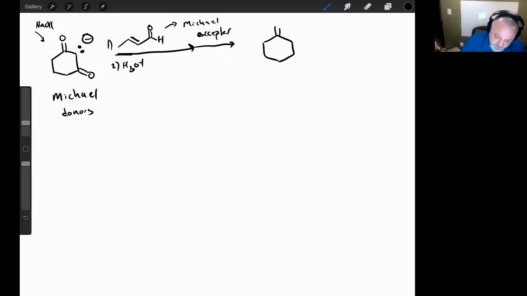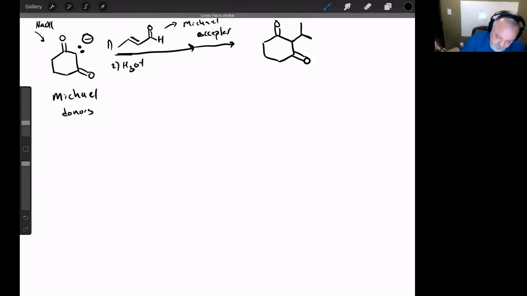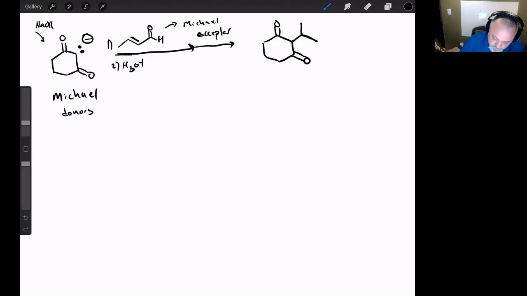So what do I get? I get the carbonyl group, and I get a new carbon-carbon bond that forms. It's going to form at this beta position. And the ketone stays in place. So this is the product that I get, and this is called a Michael reaction, a Michael addition.